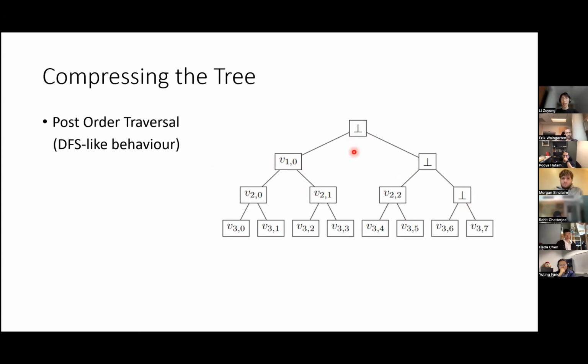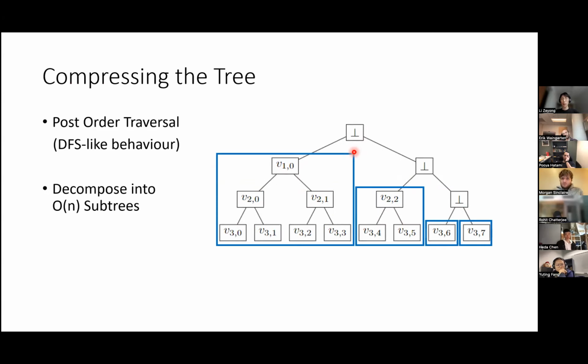Now, at this point, I claim that this tree can be compressed. This is because you can now decompose it into order n many subtrees. This is a proof by picture, but if you want a different intuition, you can think of it as you cannot have subtrees that have the same height. Because if you have two subtrees that have the same height, you should intuitively go to the parents of these two subtrees and try to merge them into a single tree.